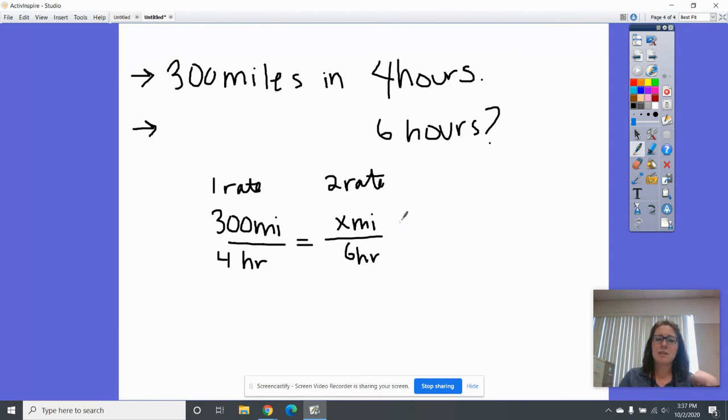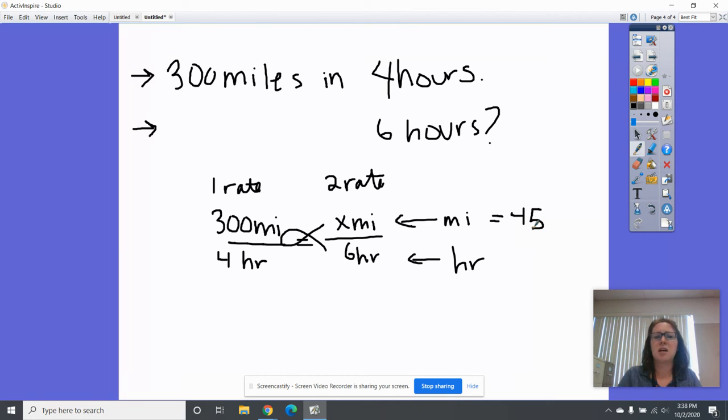Now, notice how I set it up. Miles stayed on the top. That's very important. These units have to match up on the top. And then hours stayed on the bottom. Well, now I have a proportion. I can just use my fish method to solve. Multiply 6 times 300 divided by 4 will give me my answer.